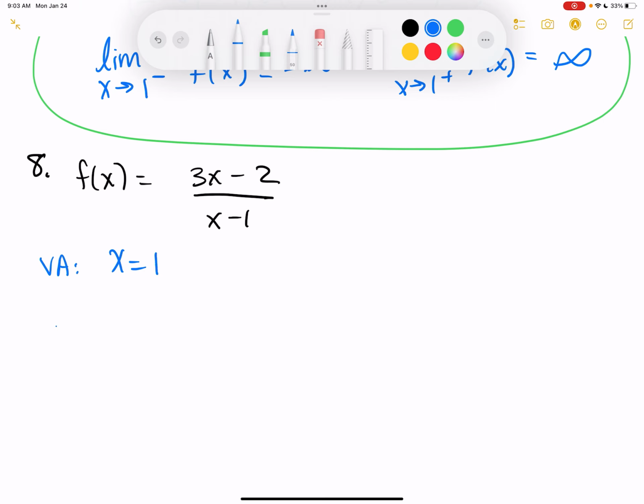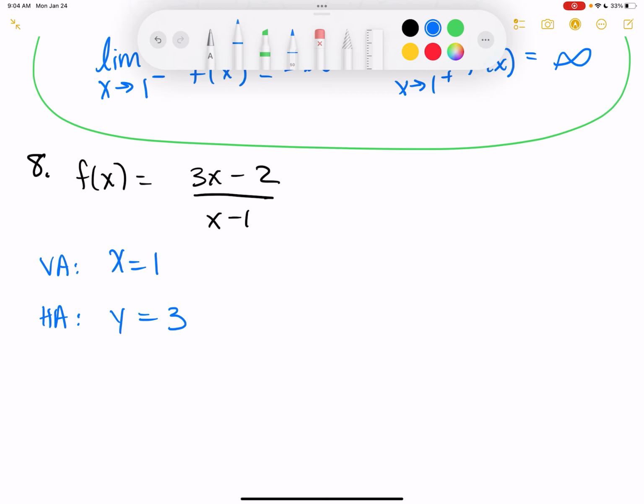Horizontal asymptote. Okay, y equals 3. Both variables are the same power, so it's the coefficient in front. There we go. Now I remember. Both the same, use the coefficient.